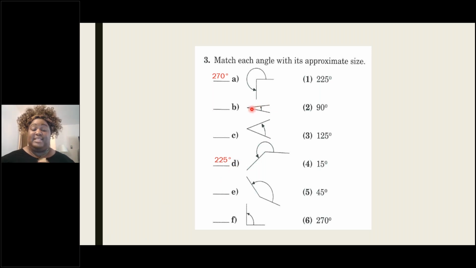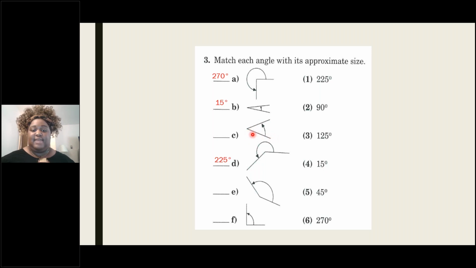Looking at B, I see that this one, the sides are very close together, which lets me know that this angle is very small. So I'm going to look for, and it's smaller than the other angles here. So looking at these numbers, that lets me know that that's going to be 15 degrees. So it's not 0, but it's definitely less than 90. So it's an acute angle. It's 15 degrees. How about this one here?